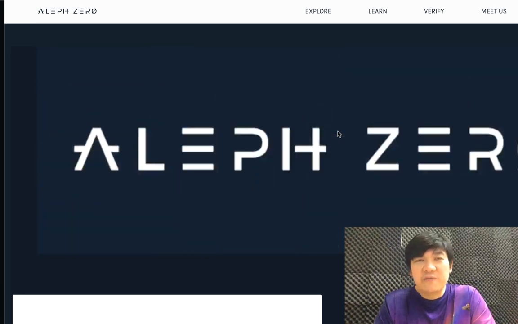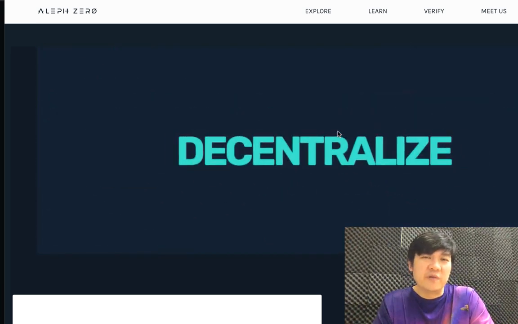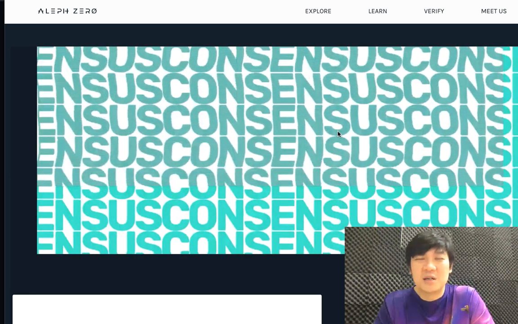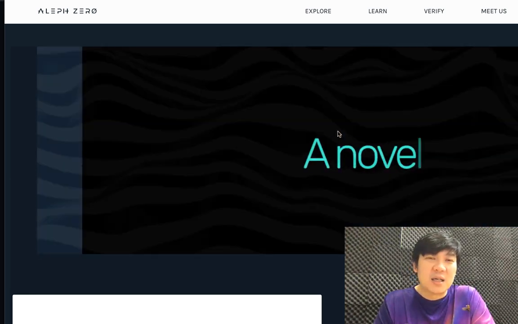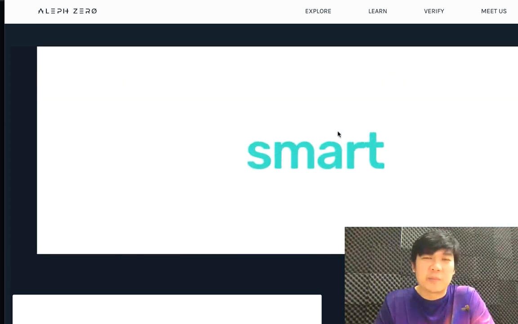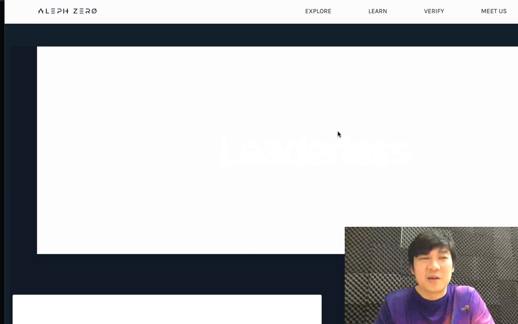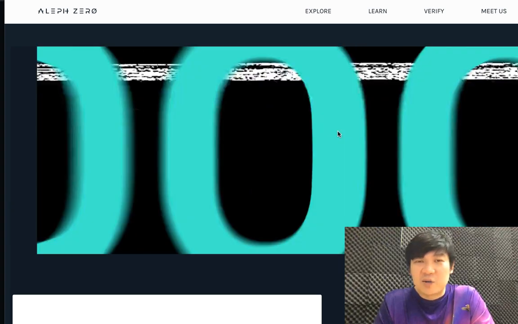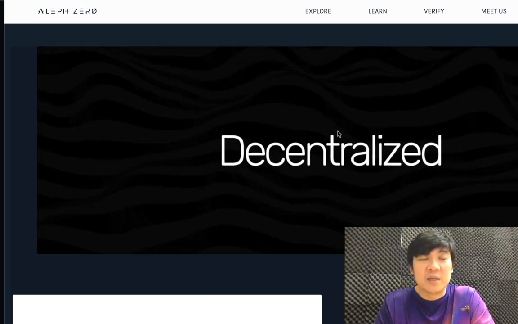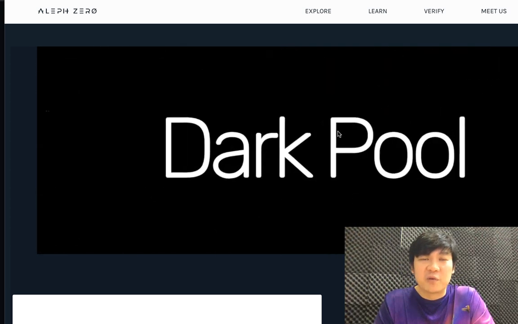How does a fast, scalable layer one with privacy smart contracts using multi-party computation sound to you? And in addition to all that, it's going to be built on Substrate, which makes it a possible parachain to the Polkadot ecosystem. To me, that sounds really interesting. And this project, Aleph Zero, has been on my radar for quite some time.